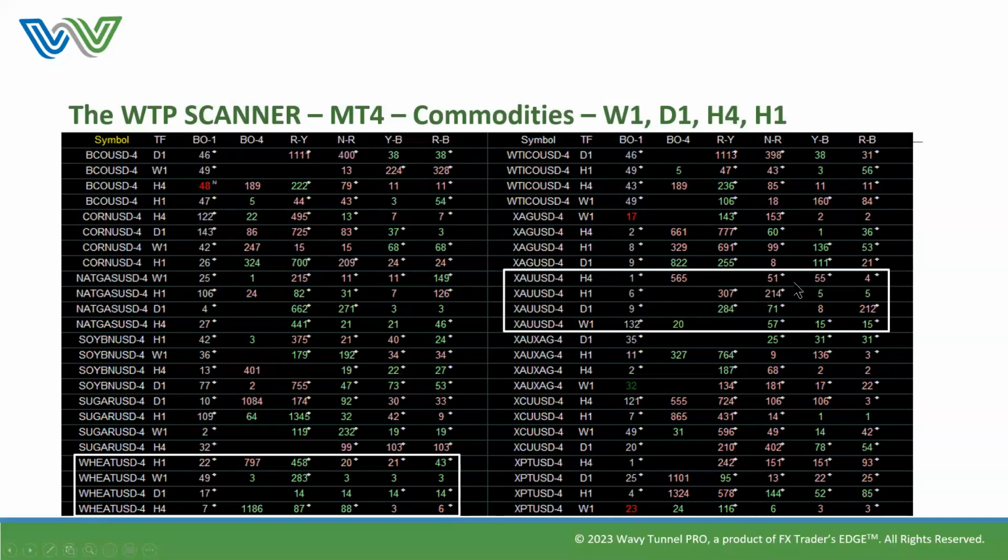Whenever you see an asterisk, these are the trend line breaks. An asterisk means that the trend line was broken and the target was met. That's right, we have targets when the trend line breaks. But here we have 2 trend lines that broke, and the targets haven't been met yet. So let's look at gold.